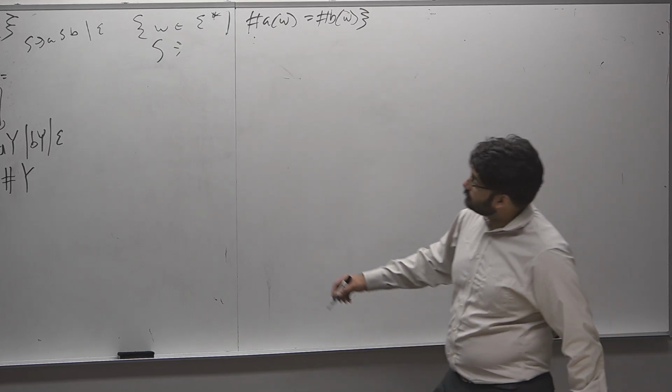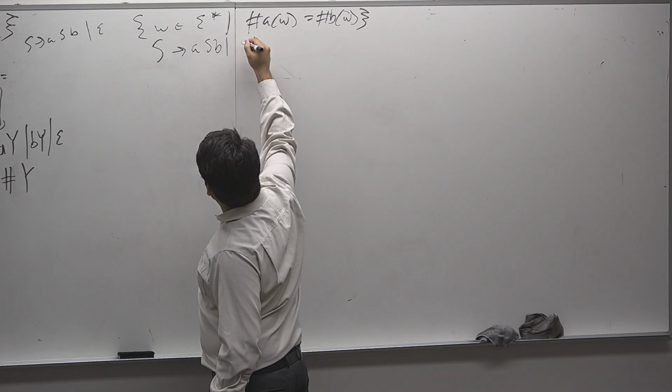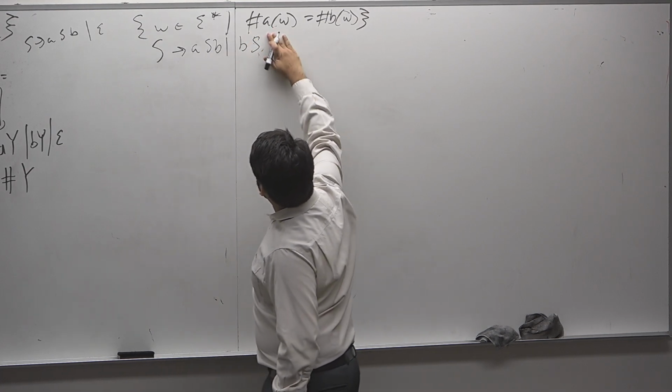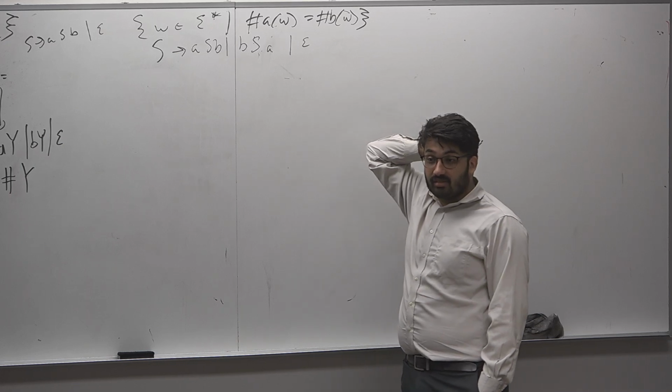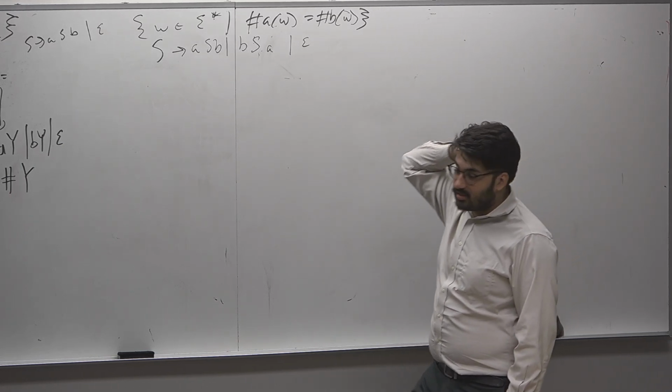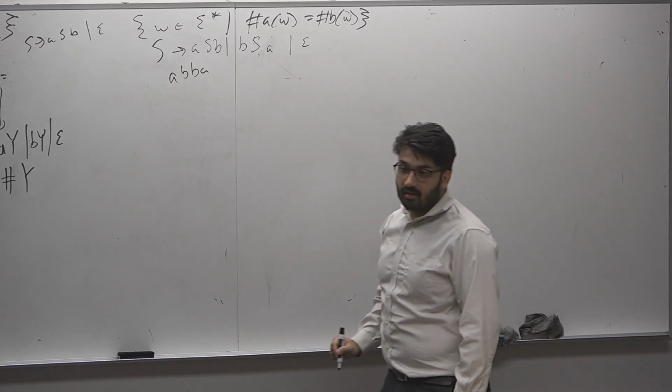ASB, BSA, empty string. That's almost right. Give me a string that's not produced by ASB or BSA or the empty string. There is a string not produced by this: anything that begins and ends with the same letter. Counterexample.